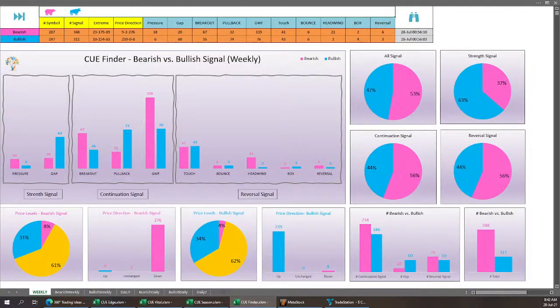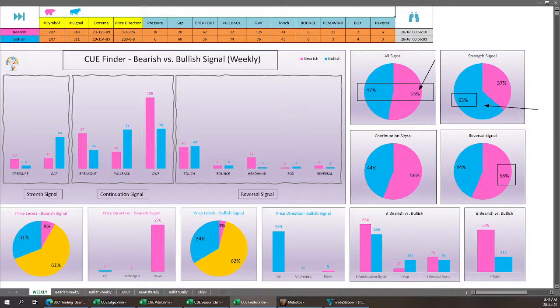Next, technical breadth, the weekly period first, using Q Finder. All signals balanced, slightly more bearish, 53% of signals are bearish. Strength signals more bullish than bearish, however, that is associated with more bearish reversals taken together. Bullish strength with bearish reversal, that is bearish. Trend continuation signals are also bearish. So the weekly period is bearish.